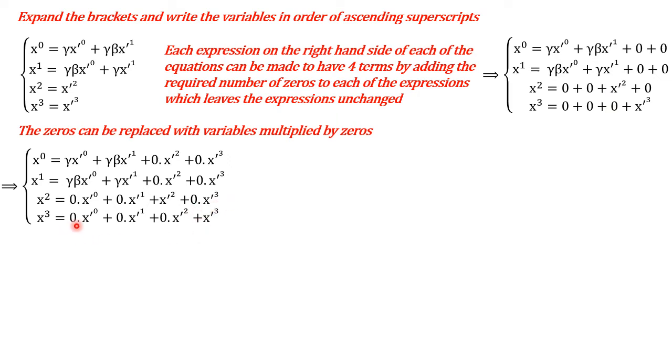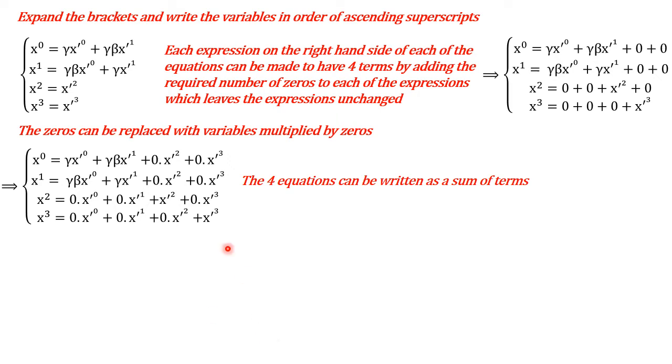Then in the last equation we have 0 times x prime 0, that's 0 in position 0, and we have 0 times x prime 1 for the 0 at position 1, and 0 times x prime 2 for this one at position 2. The four equations can be written as a sum of terms.